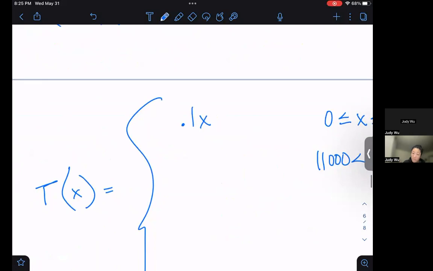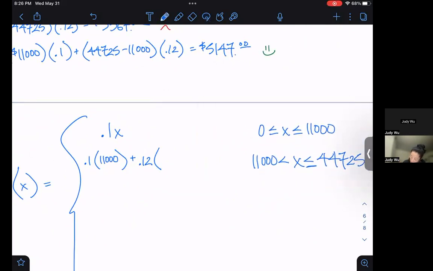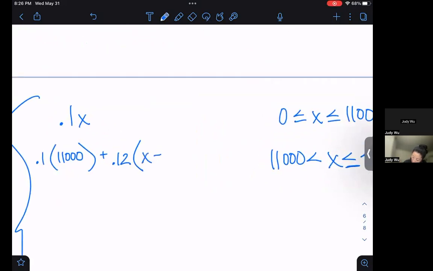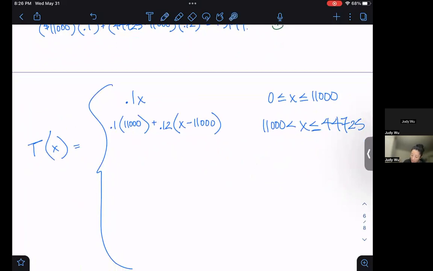So if I were to write one to model what happens at that next tax bracket, I would say 0.1 times 11,000 plus 0.12, that's your 12%. Did I leave myself enough room? Maybe not. Scooch that over. 12% of x minus 11,000. This takes care of the sum of it. The first bit, we only pay 10%. And this says for the second bucket, we pay 12%.